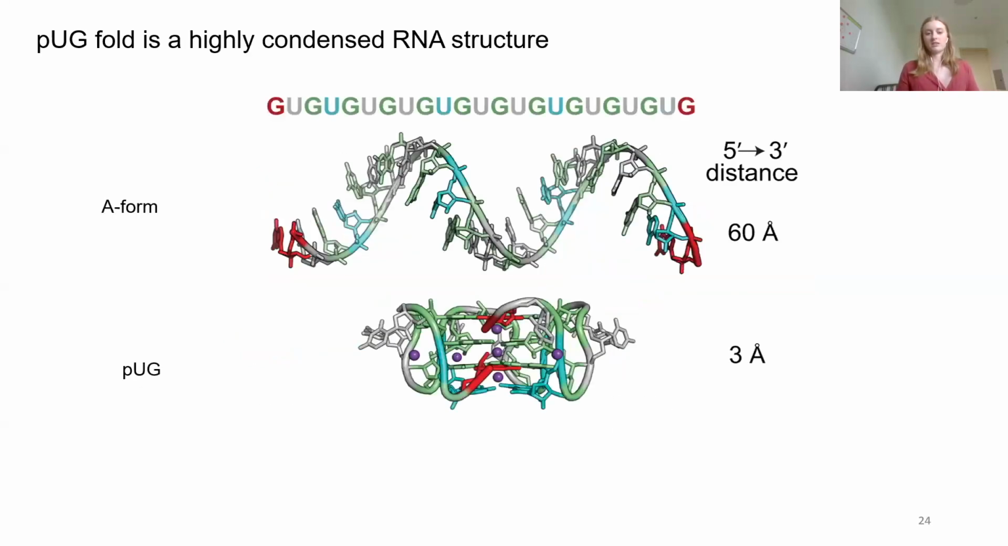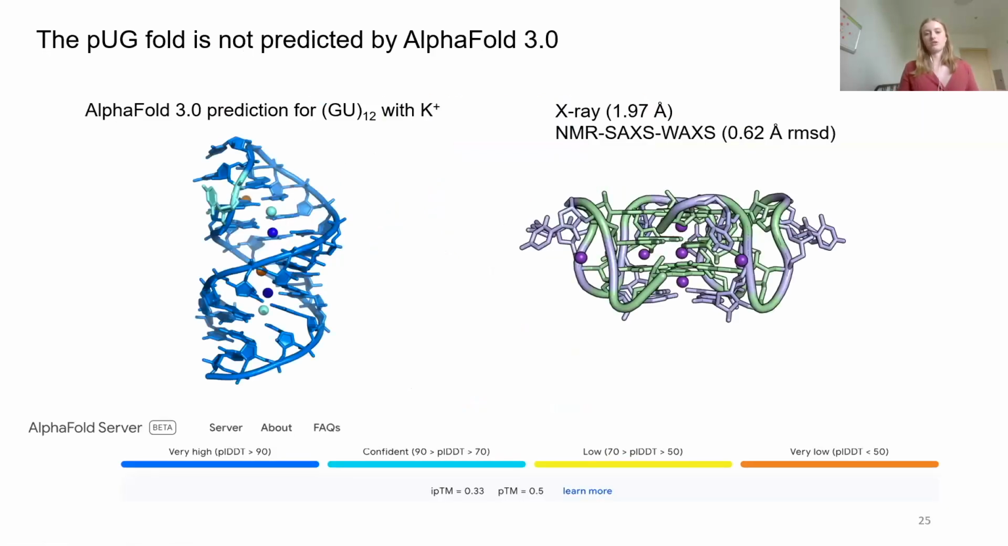And what this results in is a really highly complex, compact or condensed structure. We can see here that for the PugFold, the 5' and 3' ends are only 3 angstroms apart from one another. You could practically connect them. Versus if it was a more extended A-form structure, they would be 60 angstroms apart from one another. This unique, compact structure could not have been predicted by any current machine learning programs or algorithms for structure prediction.